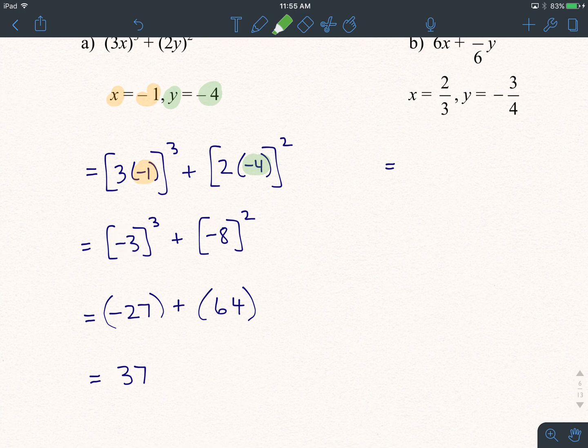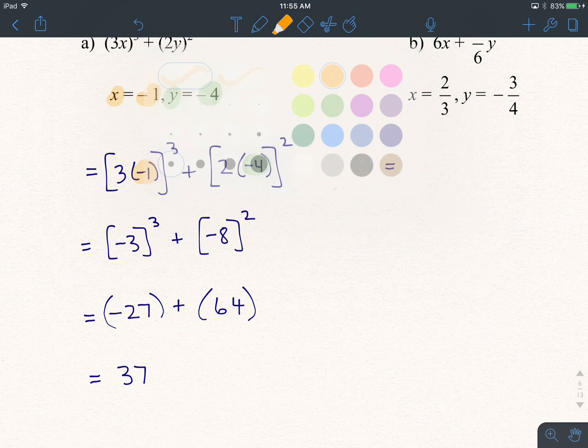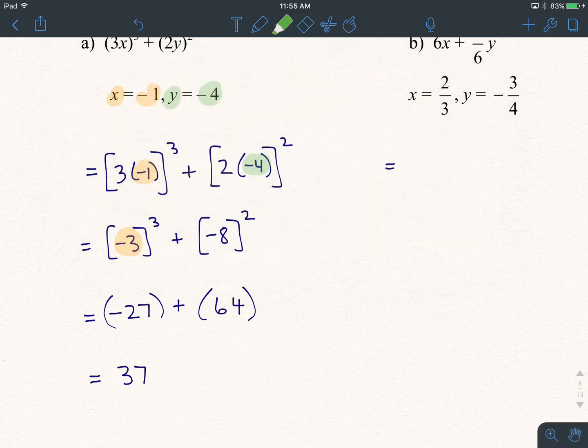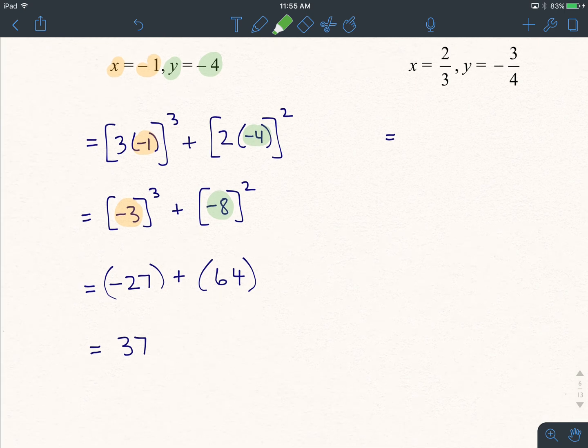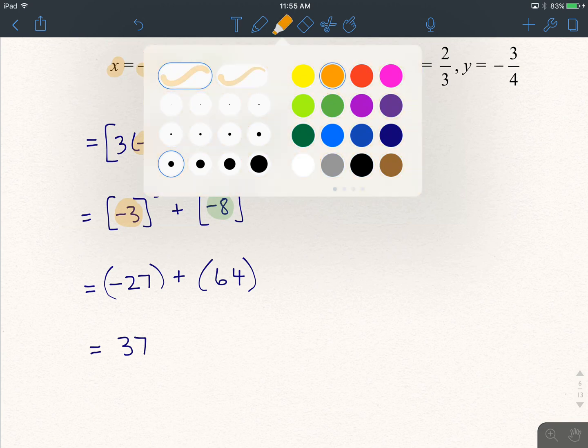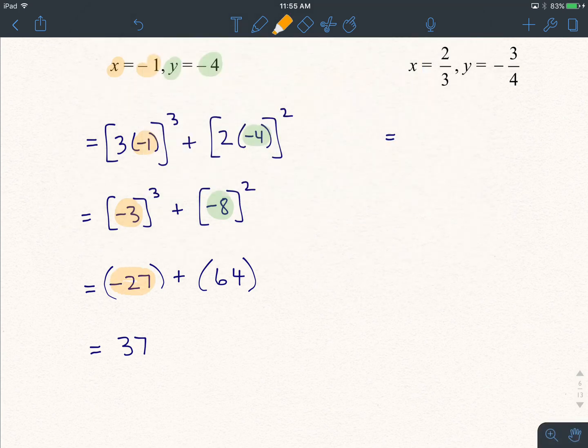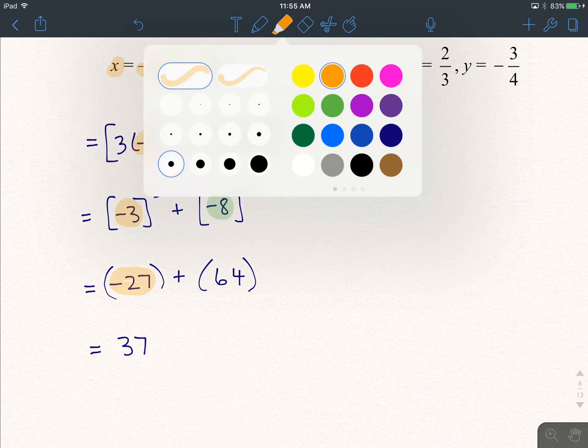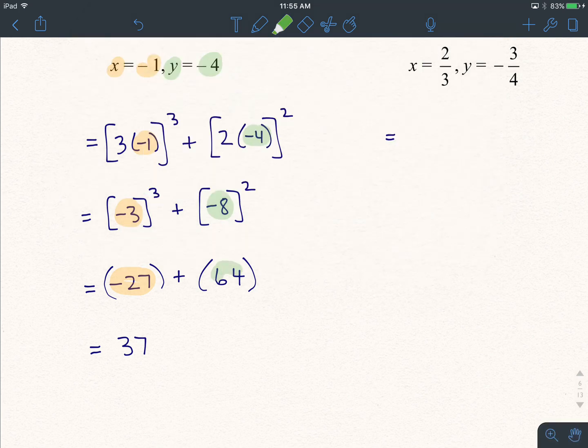Let's change up our color there. That's going to give us -3. That cubed is still hanging around. We're going to add that to, in this case, 2 times -4, which is going to give us -8. That's brackets. Next step, we have some exponents to deal with. So -3 cubed is going to give us -27. And -8 squared is going to give us +64.